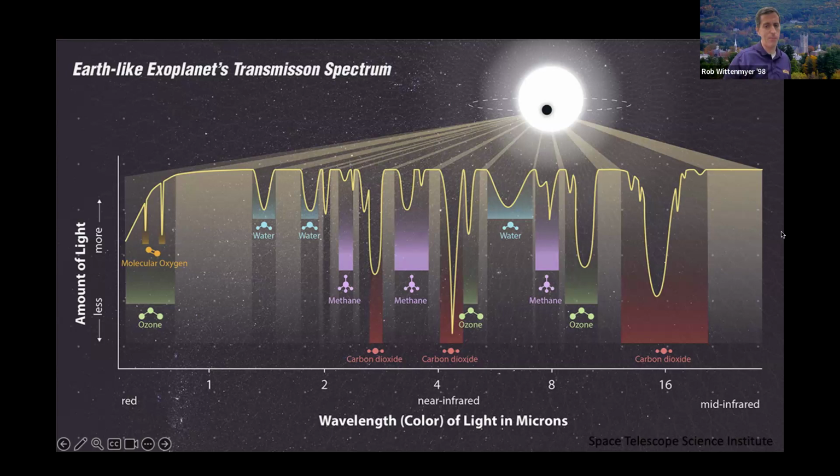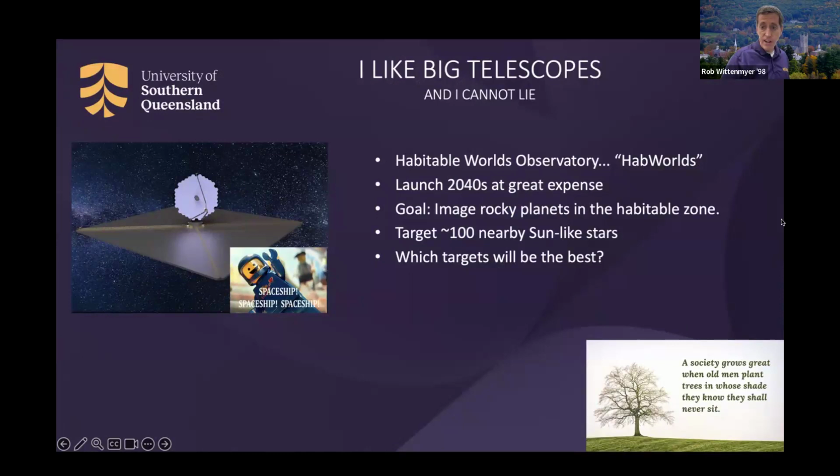So what does this get us to? What it gets us to is the future of telescopes and how we're going to find actually Earth-like planets. There's going to be something going up in a fair bit of time called Habitable Worlds Observatory. Its goal is to take an image of a rocky planet in the habitable zone. How do you do that? Well, step one, find nearby stars. We know where they are. Step two, figure out which ones are going to be suitable. So part of our job on the working groups for the next X years is to work out which stars are the best.